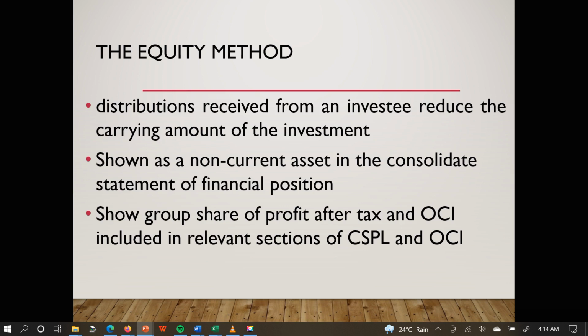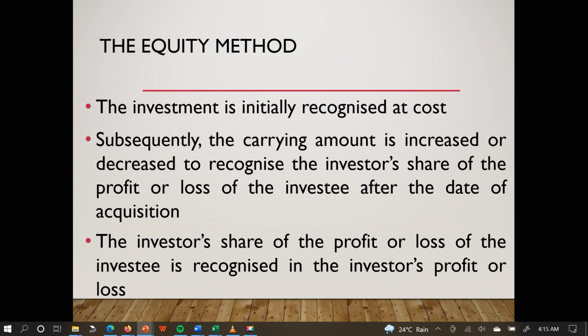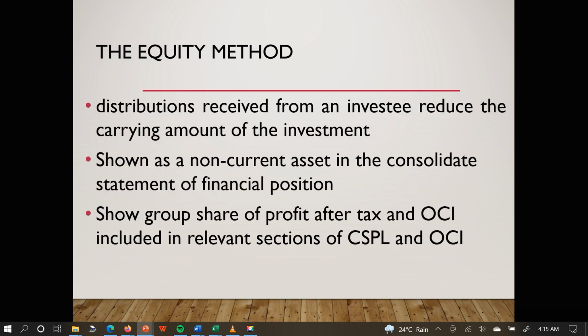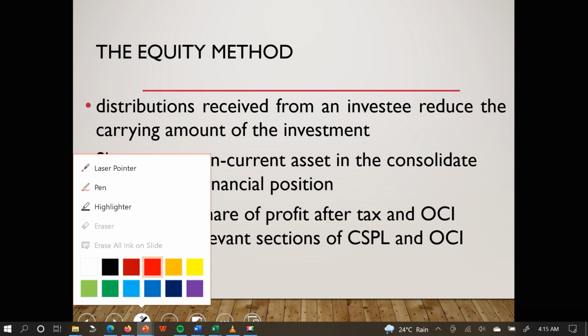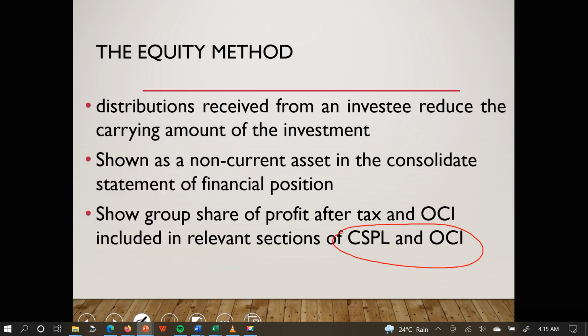Consolidation is for parent and subsidiary. An associate is only dropped as one figure in the consolidated financial statement. So in the statement of financial position, one figure under non-current assets, and in the consolidated statement of profit or loss and other comprehensive income, it is shown as one figure. One figure. Okay.